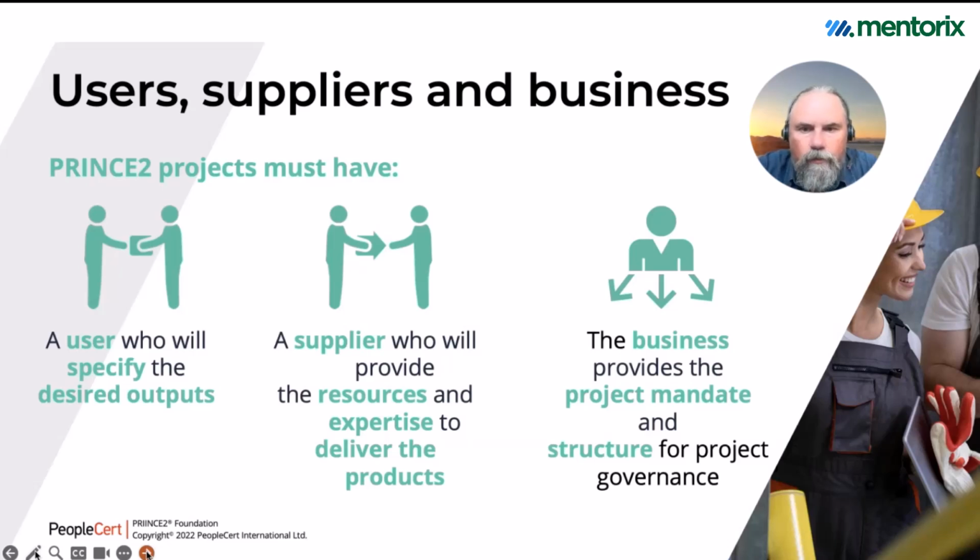Then, of course, the third role, which is the really important one, is the business. And the idea here is that someone needs to pay for all this, and that's represented by the business, meaning also that this is where the mandate resides, and also the structure for how we do things, the governance structure. The governance and its alignment with the business has also been emphasized a bit more here in version 7.